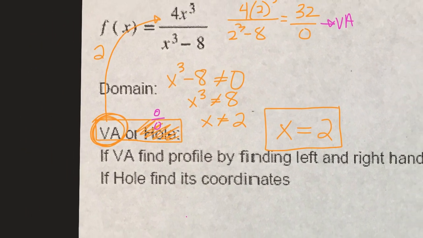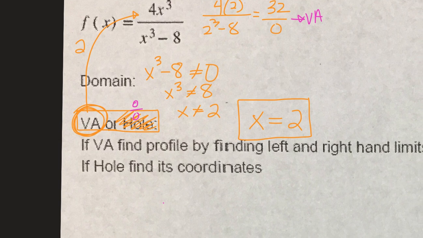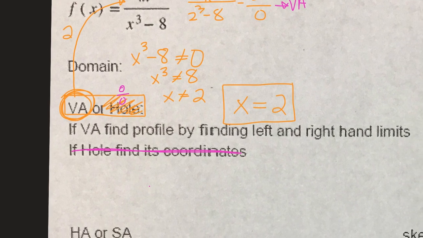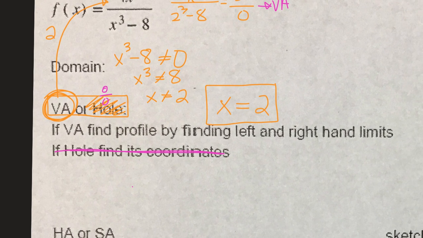Let's skip the next part real quick, the profile. It doesn't have any holes, so we can skip this part also. So we're going to be asked, does this have a horizontal or a slant asymptote? To answer this question, we're just going to look at the heaviness. Is it a top heavy, bottom heavy, or a neutrally heavy rational function? Hopefully you can see, because there is an x cubed in the numerator and also an x cubed in the denominator, that this is a neutrally heavy function.